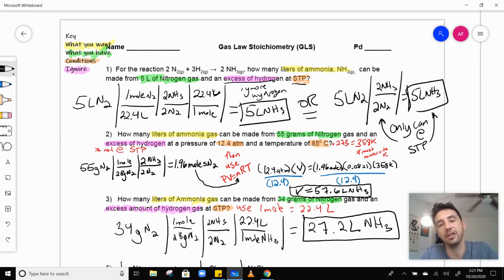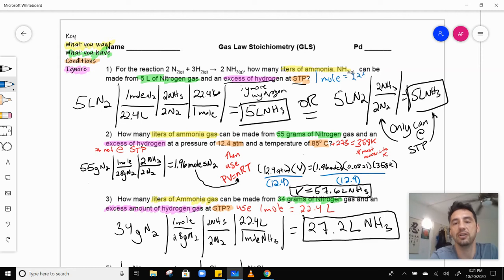Okay, when we have standard temperature and pressure, that means that 1 mole of any gas will occupy 22.4 liters of space. So that really helps us out because we don't have to use the ideal gas law in this instance. We can just use this relationship. The 1 mole is 22.4 liters.